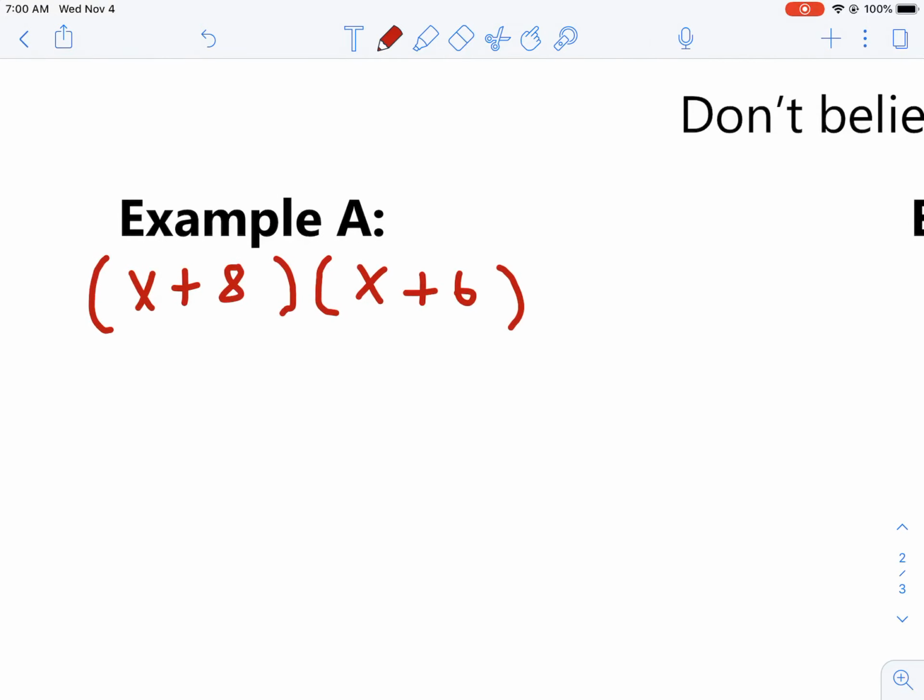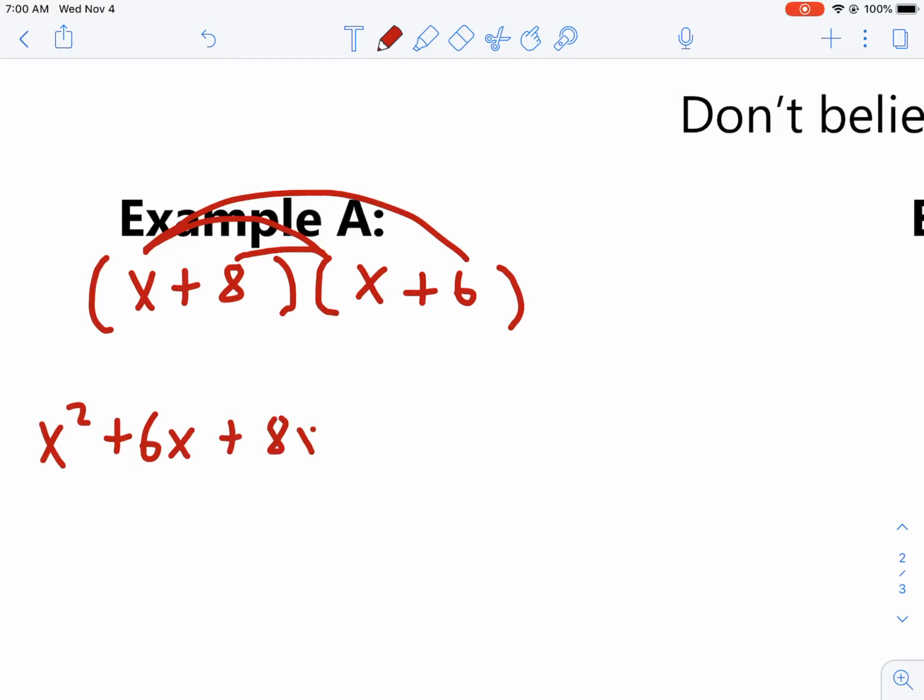So if we did the distributive property here, we call this the double distributive property. If you remember, you distribute with the x. So x times x makes x squared. That's why I want those two x's in front. Then we've got x times 6, that makes 6x. Then we distribute with the 8. That's plus 8x. And then 8 times 6 makes 48.